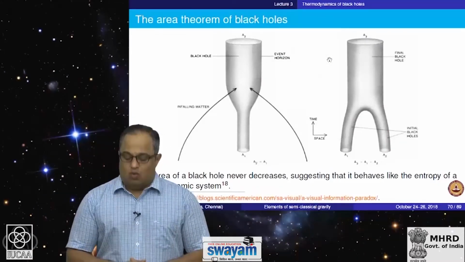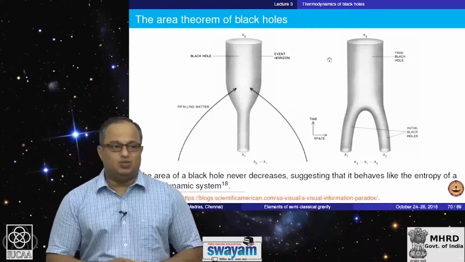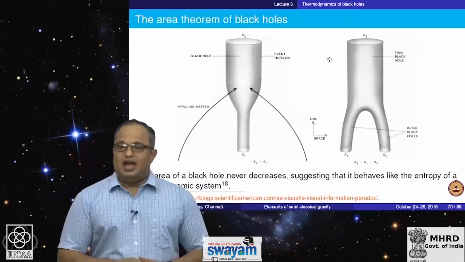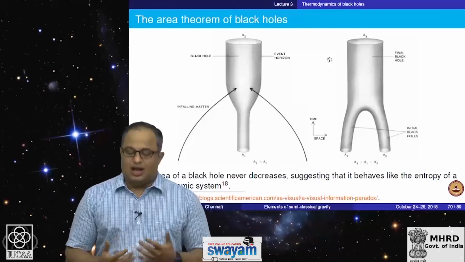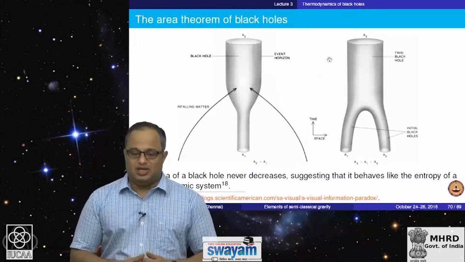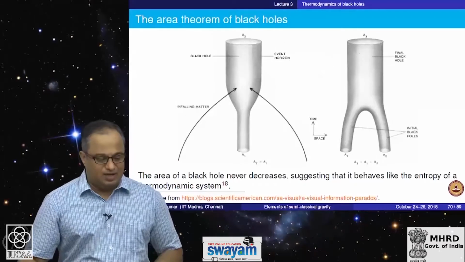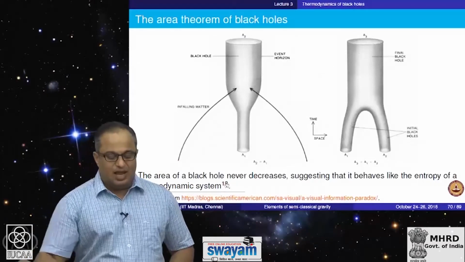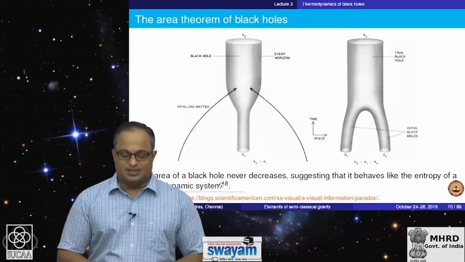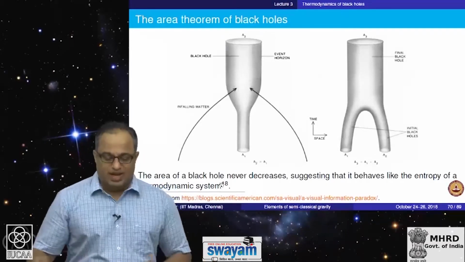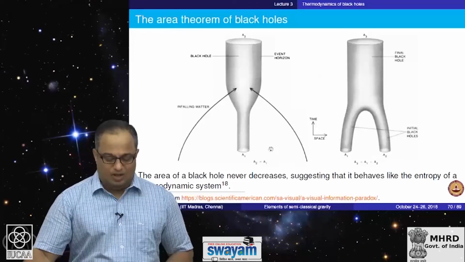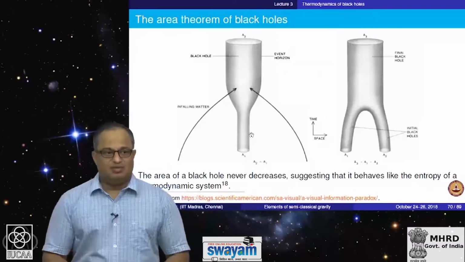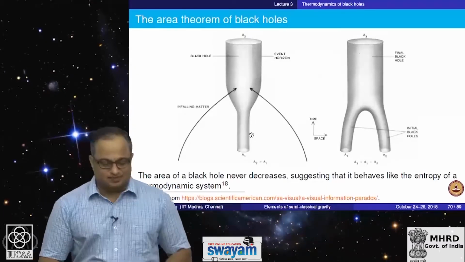And what had happened in the late 60s was people were trying to understand properties of black holes, and they had noticed this interesting property which goes by the name of area theorem, which essentially states that the area of a black hole never decreases. So, what it means is that if you have a single black hole, it can accrete mass, and its area can increase.